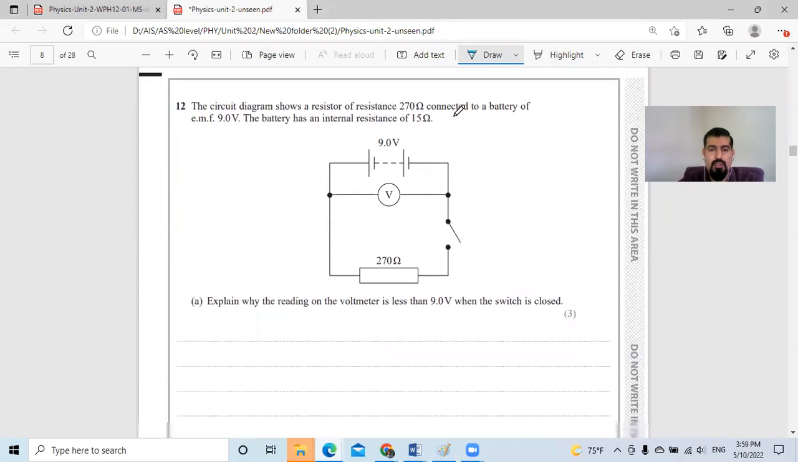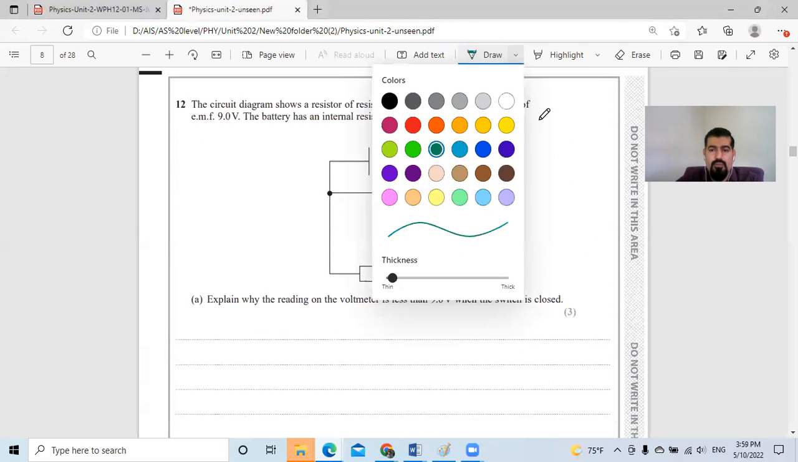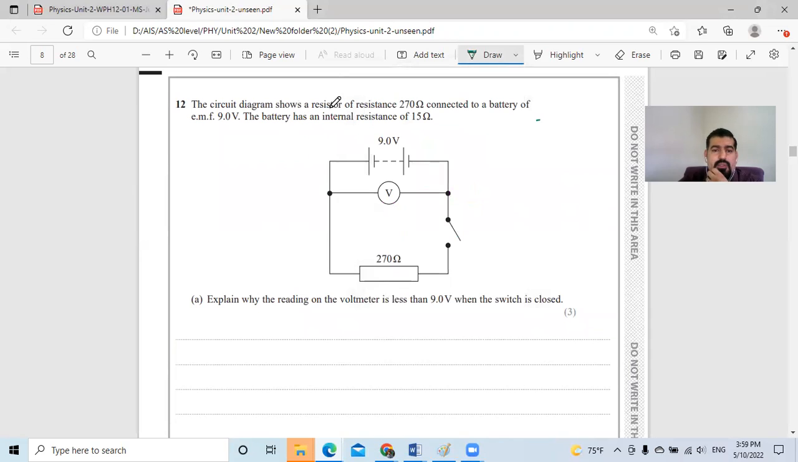Question 12. The diagram shows a resistor of resistance 270 ohm connected to a battery of EMF 9 volt. The battery has an internal resistance of 15 ohm. What do we have?